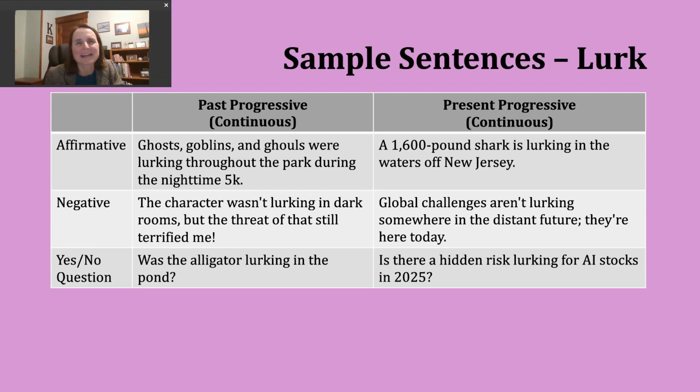Finally, let's talk about making a yes or no question in the past progressive. To do this, you start with that past form of be, so either was or were. Whichever word matches your subject, that subject comes next. Then use the ing form of the verb. Here's another example. Was the alligator lurking in the pond?